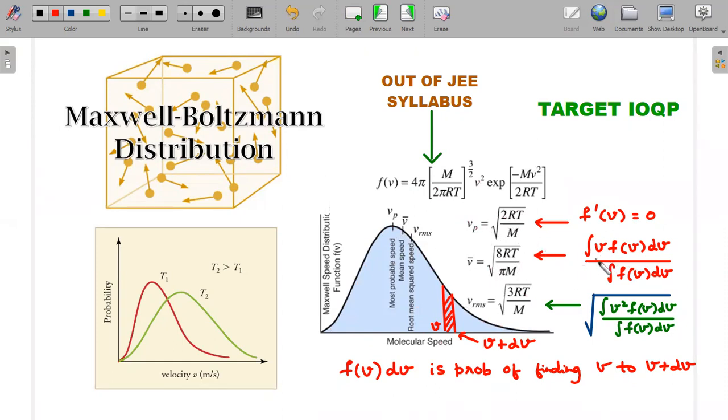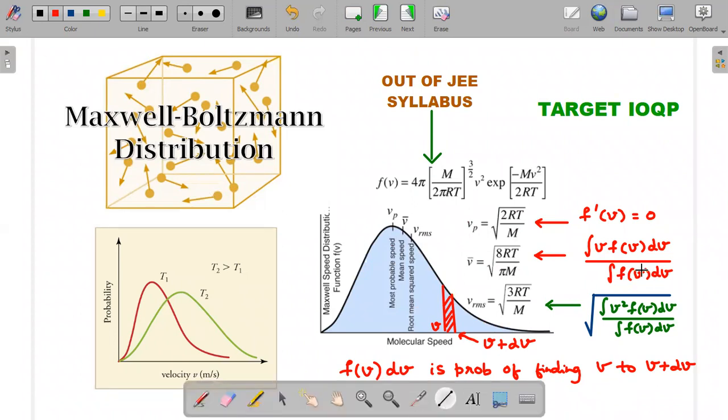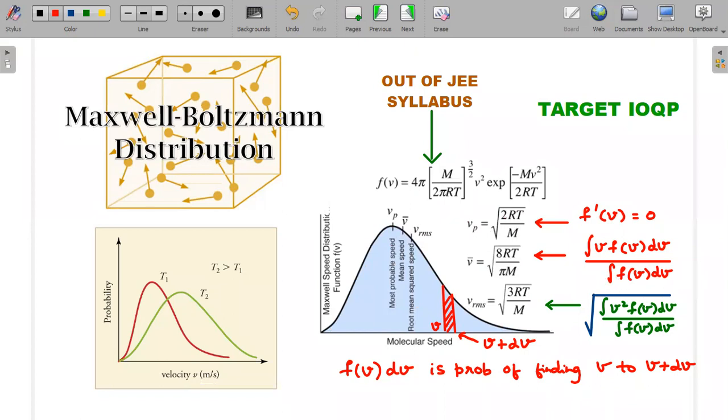It's basically taken by taking the average of those probabilities, which is integration of V times F of V dV. F of V dV is the probability, right? And the denominator, which is the sum of all the probabilities, is 1. Basically, I've written it as an ornament, but it should be 1. So this denominator here is equal to 1. I'm not going to spoil that slide by writing it. Just try to understand that this is going to be 1.